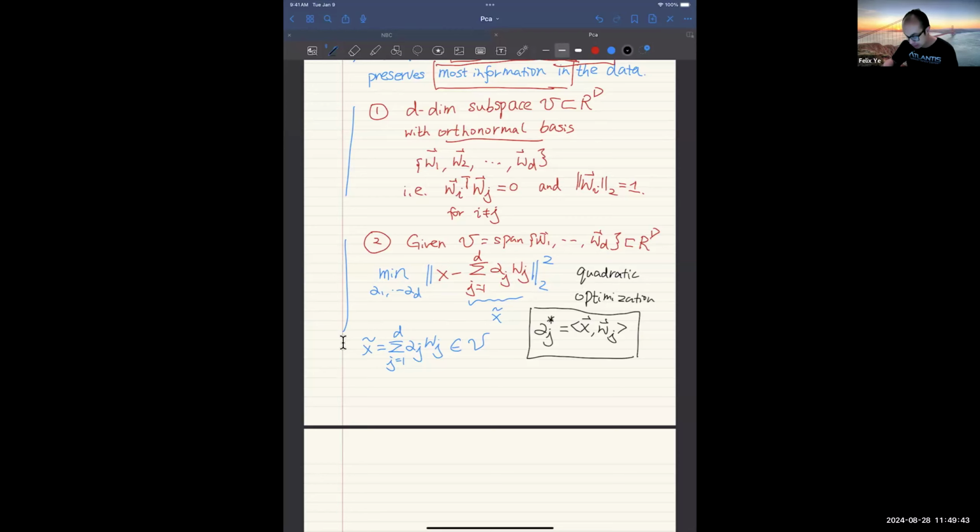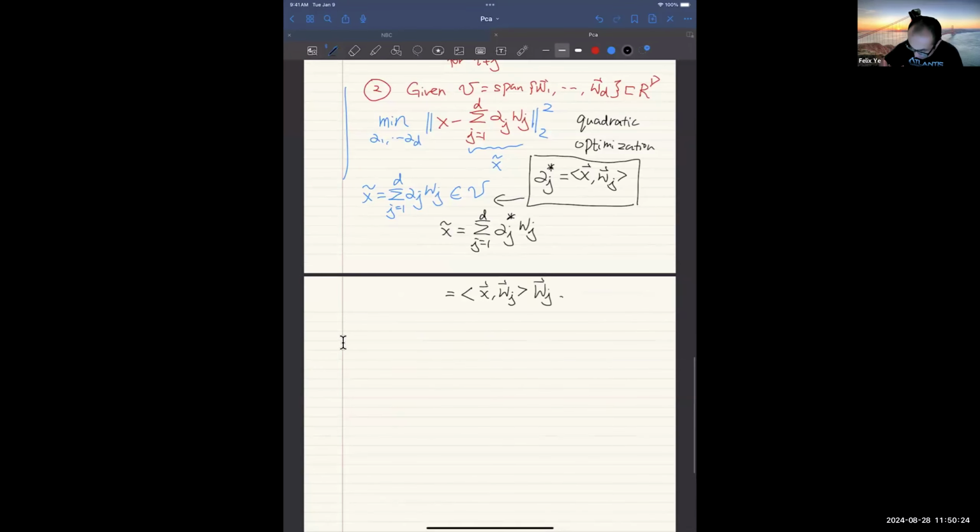So if we plug in this alpha j star into this, that means my x2 is actually given by the sum of alpha j star times wj. This is equal to nothing but you plug in this value of x with wj, and the wj, right? So this is actually the projection. And this actually has a name here. You probably have seen this in an optimization class. This is actually the projection of x.